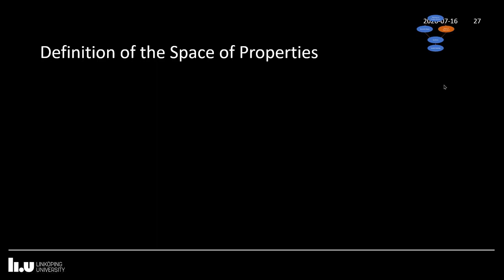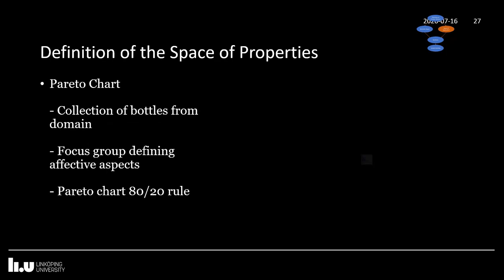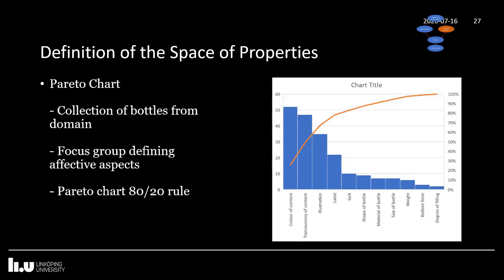Okay, now we go to the space of properties. Describe the same domain, but from a physical property perspective. For this, we use a Pareto chart. Different tools are of course possible, but the Pareto chart works quite well. So we are asking people about what are the properties of a bottle which stimulate your affective impression of it, and we just let them brainstorm.